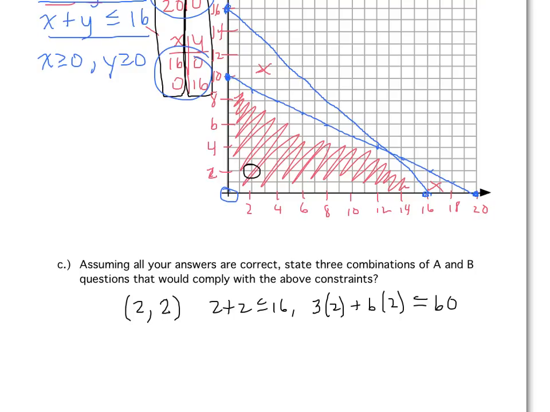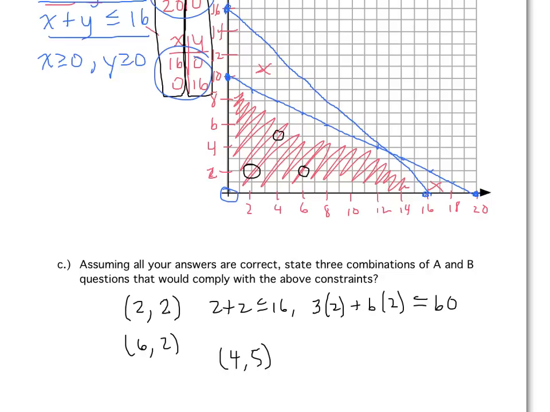So I just have to come up with 3 other possibilities. I could do, say, 6 and 2. I could do 4 and 5 if I wanted to. So any one of these points, and there are a lot of points I could choose from, is going to fit the bill.